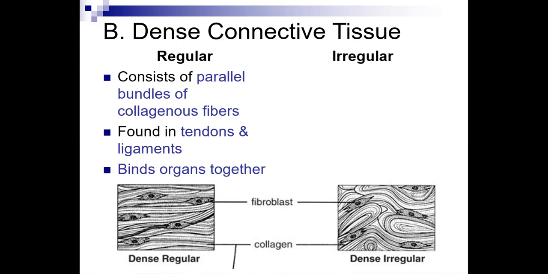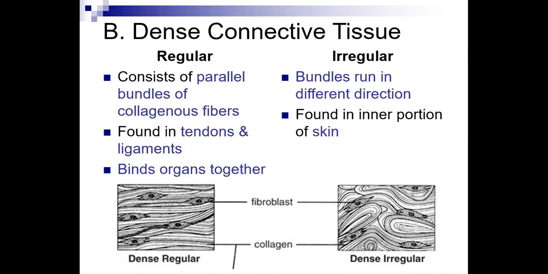If you're done with regular, let's move on to irregular. If you look at the image, in my view, dense irregular looks like a melted version of regular. It's going in a whole bunch of different directions. It's found in the layer of skin beneath your epidermis. What do you call that layer where tattoo ink goes? Your dermis, that's right. This is mainly meant for protection. There's your function. It protects your fat layers and your muscle layers and your nerves and your blood.